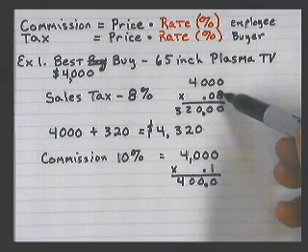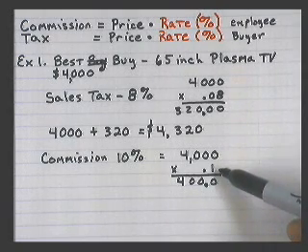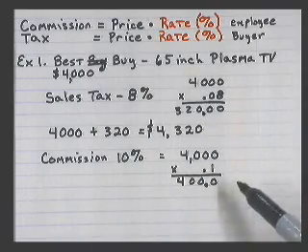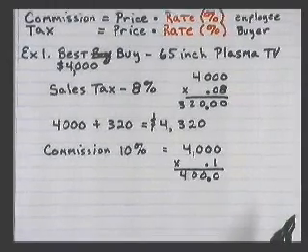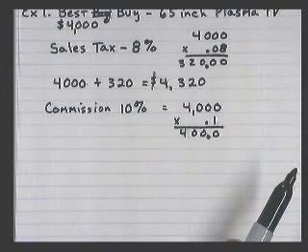Notice I multiplied 4,000 times 8%. I also multiplied 4,000 times 10%. One is tax and one is commission. All right. Let's go to example 2.